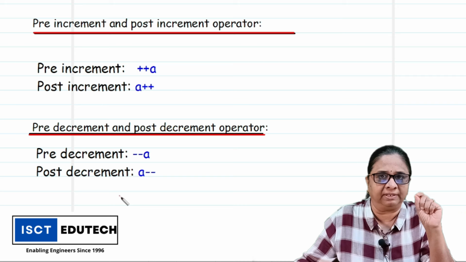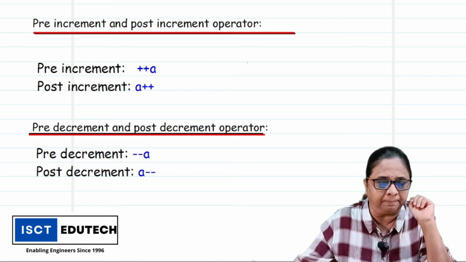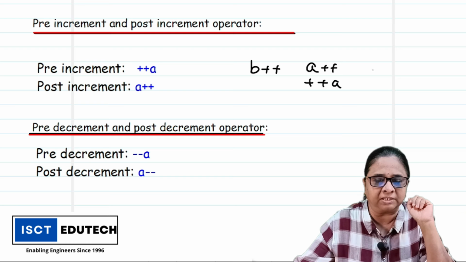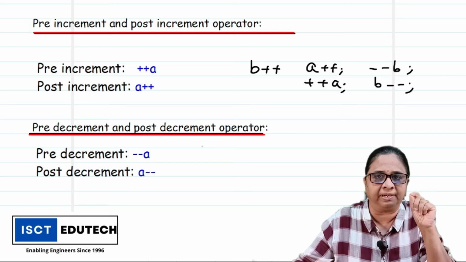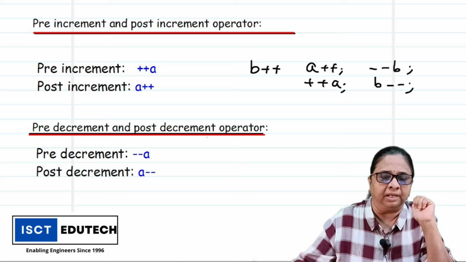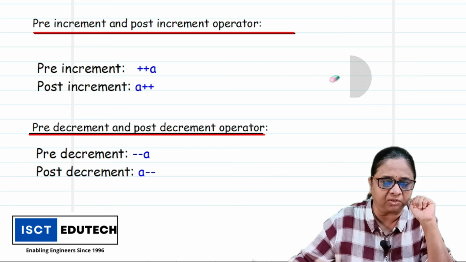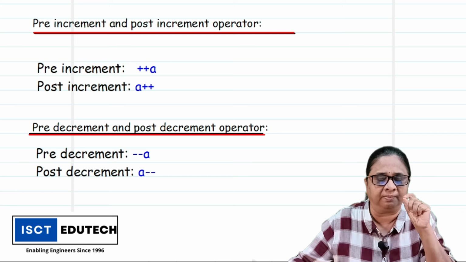Now, what is the difference between them? When you just say B plus plus, or A plus plus, or plus plus A, or minus minus B, or B minus minus, when these expressions are given by themselves, that is, they are very simple expressions, they really don't matter. Pre or post behave in the same manner. But if you make this expression complex, then they are different. What do we mean by a complex expression?